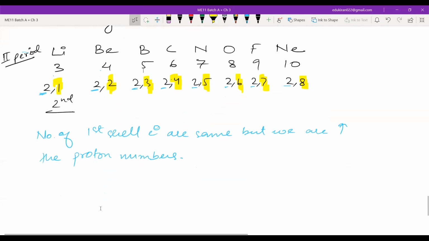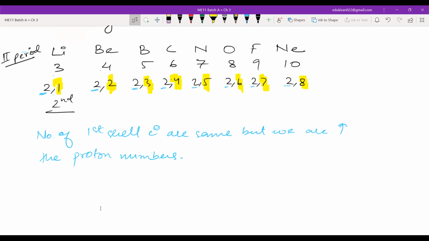Now for that, you can imagine that there is a class in which there are only 2 students in the first row. Then there is 1 student. Then in the next class, there are 2 students, 3 students, 4 students, 5, 6, and 8. Then don't you think the attention will be shifting towards the second row students more and more as the number increases?